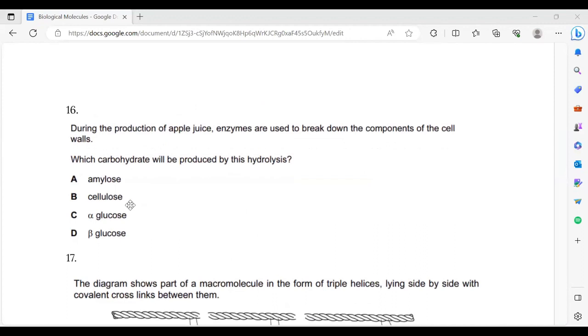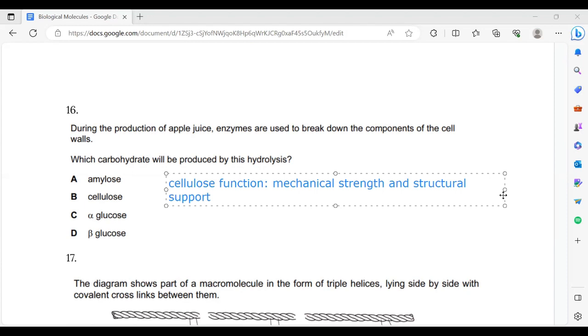Now question 16. During the production of apple juice, enzymes are used to break down the components of the cell walls. Which carbohydrate will be produced by this hydrolysis? If you remember, when I was talking about cellulose before in the question about cellulose and proteins, I mentioned that the main function of cellulose is to provide mechanical strength and structural support to plant cell walls.